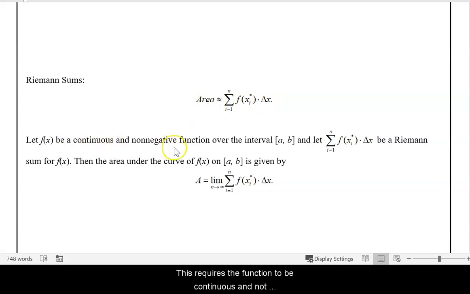This requires the function to be continuous and not negative over the interval from a to b. This is the Riemann sum. If you take the limit of the Riemann sum as the number of boxes goes to infinity, or as the width of each box, which is given by delta x, goes to 0, then you will come up with a precise formula for the area. The limit of a Riemann sum is exactly the area between the curve and the x-axis.